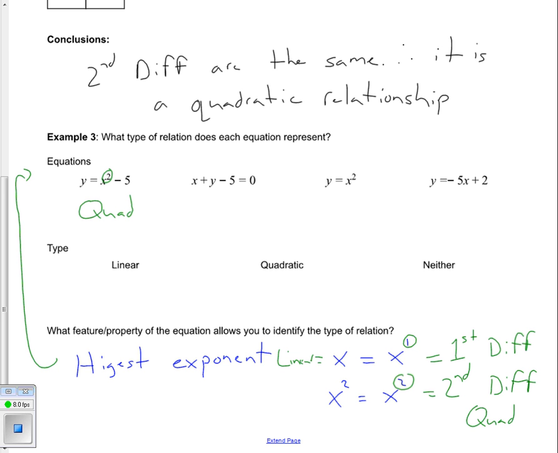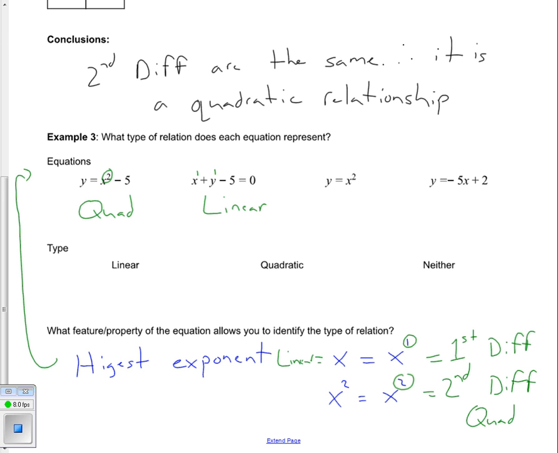Just to the right here, we have x plus y minus 5 equals 0. Okay, so what therefore is the highest exponent in this particular equation? It doesn't look like there are any exponents written here, but what that actually means is that there's an exponent 1 and another exponent 1. Okay, so 1 is the highest exponent. And therefore, since 1 is the highest exponent, that means the first differences are the same, and it's linear.